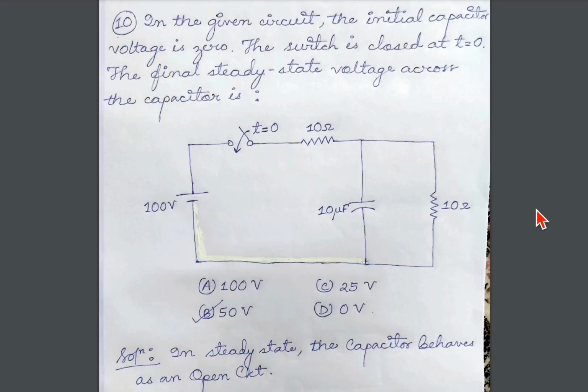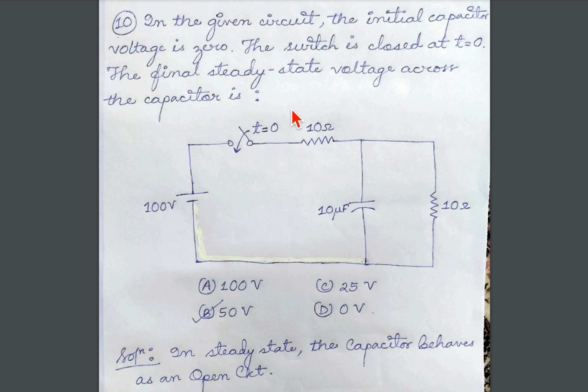Okay, so now let's move on to question number 10. What does it say? It says in the given circuit, the initial capacitor voltage is 0. The switch is closed at time equal to 0. The final steady state voltage across the capacitor is. We have been given the circuit. We have four options to choose from. The answer is marked there. Let's find out how the answer is B, 50 volt.